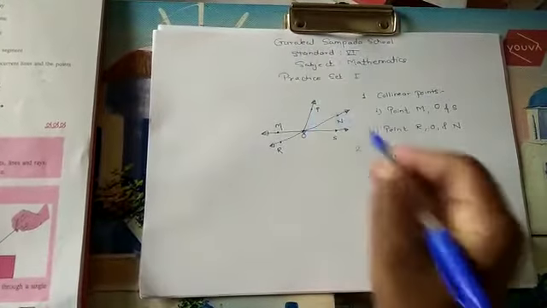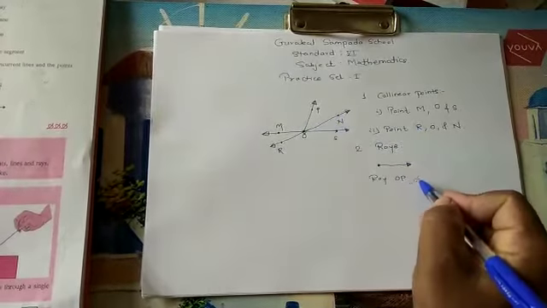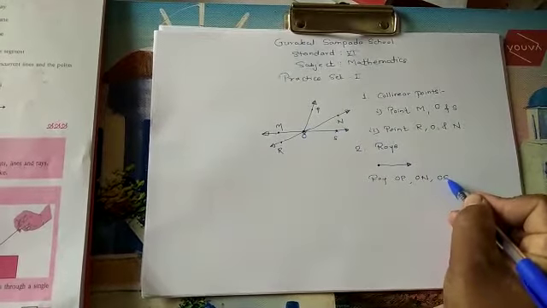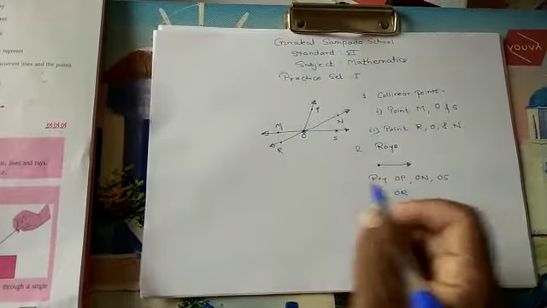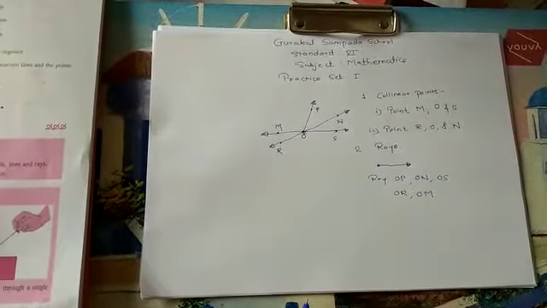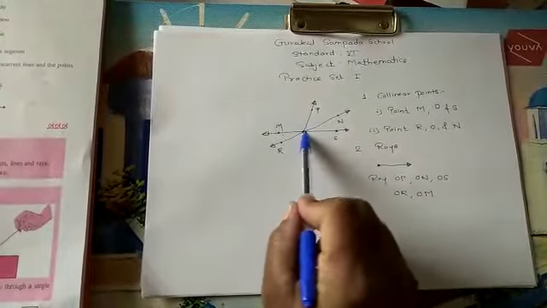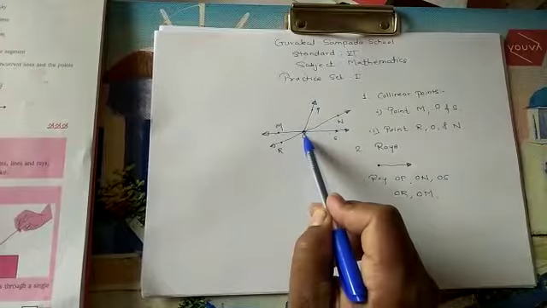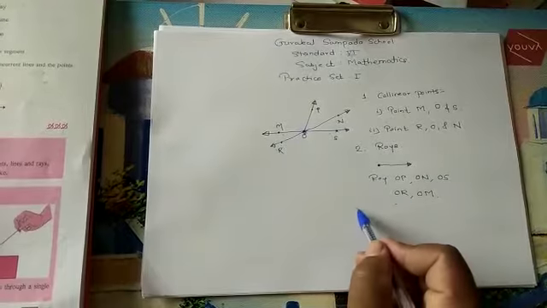So first is ray OP. Next ON, next OS, OR, OM. Now see in this figure, these rays are there. Rays starting from the origin O: OP, ON, OS, OR and OM. So these are the rays.